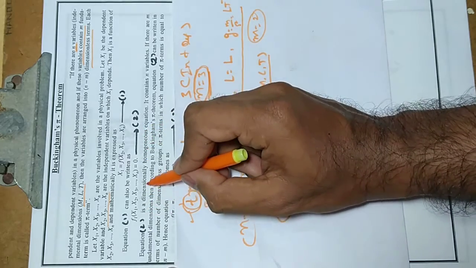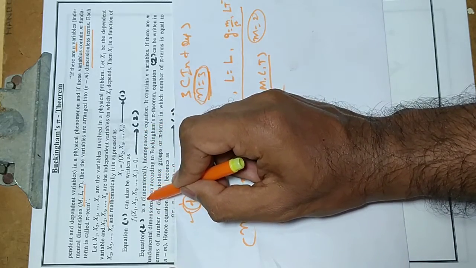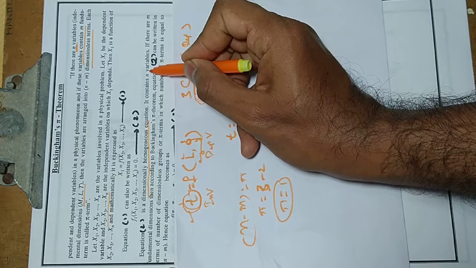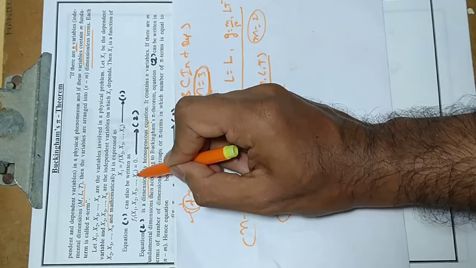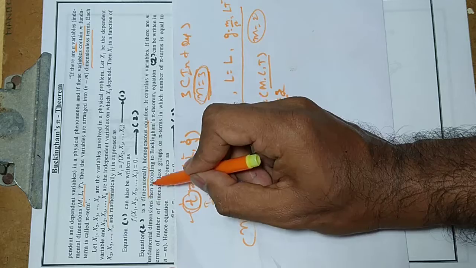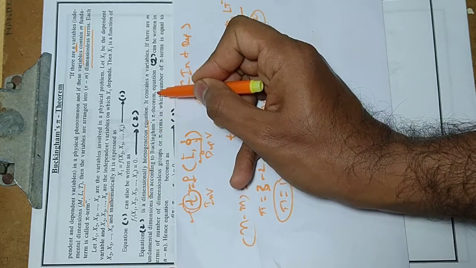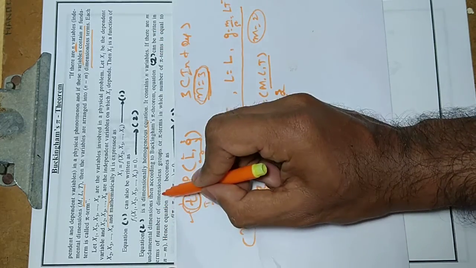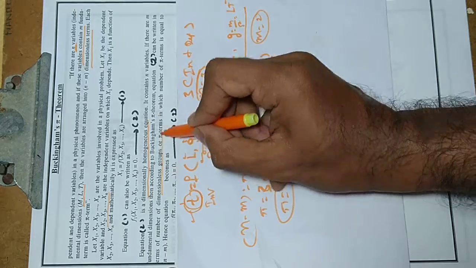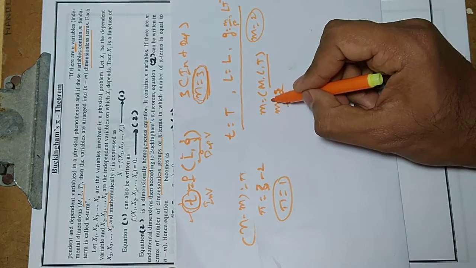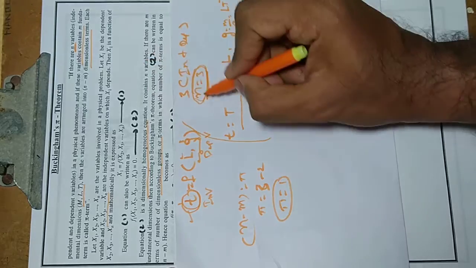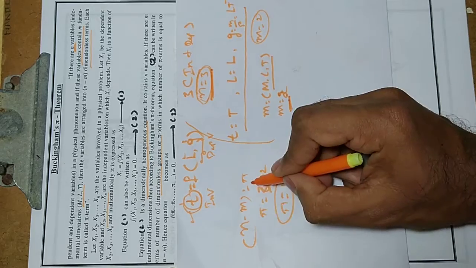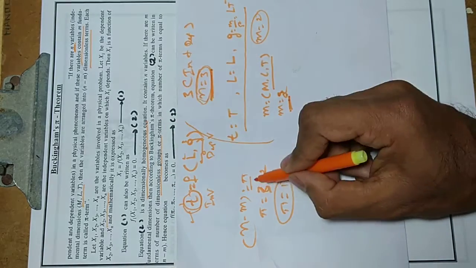See, equation 2 is a dimensionally homogeneous equation. It contains n variables. If there are m fundamental dimensions, according to Buckingham's pi theorem, equation 2 can be written as a number of dimensionless groups or pi terms. What this is telling is the same thing we did here: the total n variables, then find the m variables, then n minus m, you are getting the pi terms.